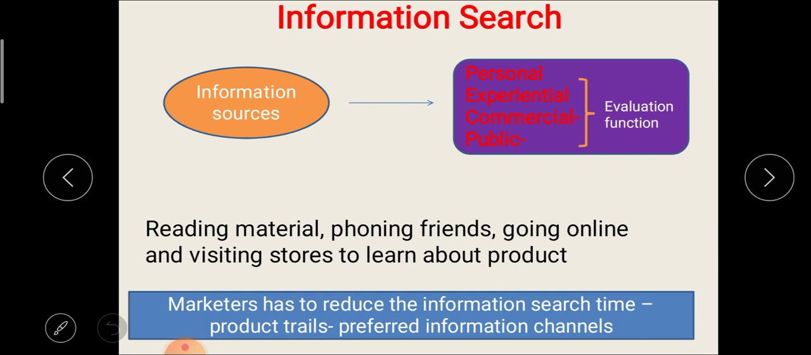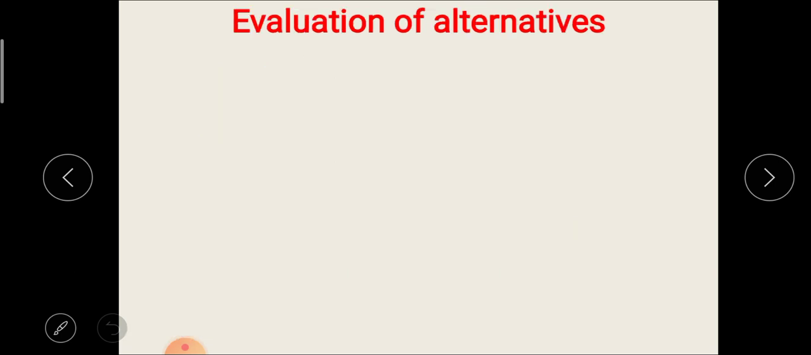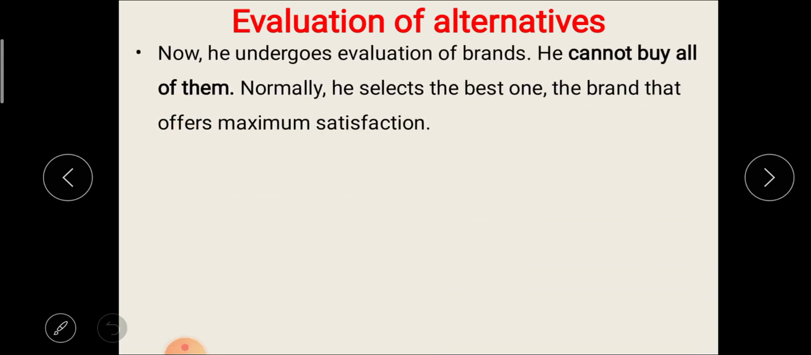Okay, so in this step, the duty of the marketer is to provide maximum information within limited time, and also provide different product trials and different information channels through which the consumer can easily search or get the information. Okay, so this is the second step, that is information search. After that, the third stage, that is evaluation of alternatives.